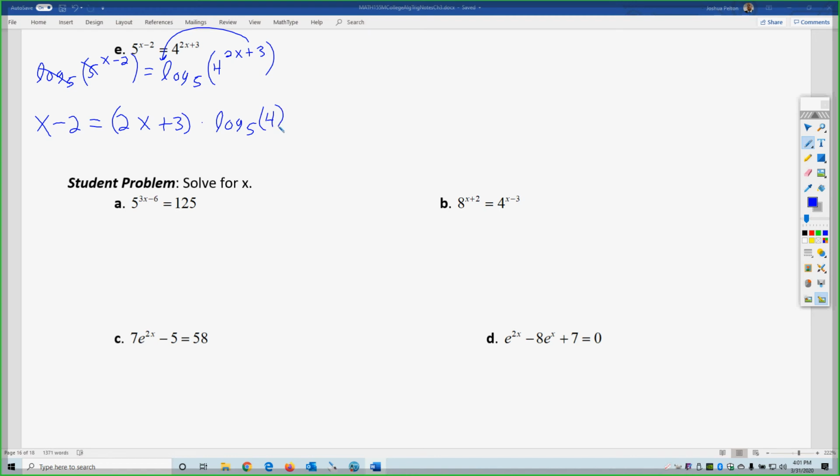Okay, so I'm going to distribute this log into the parentheses. So I get x minus 2 equals 2x times log base 5 of 4 plus 3 times log base 5 of 4. So the question is, why did I distribute? I need to get the x by itself, and I have an x term on both sides. So I'm going to add the 2 to the other side and subtract the 2x term to the other side.